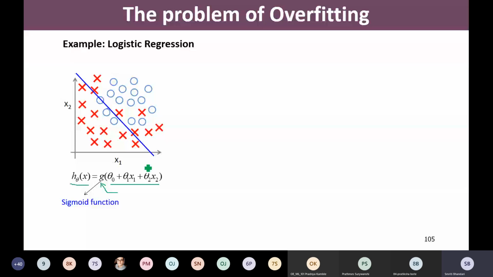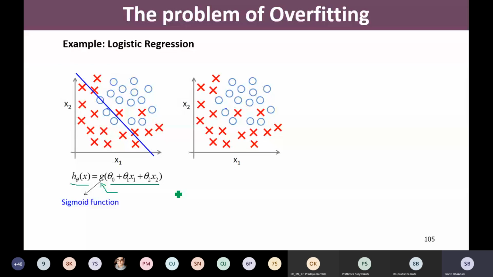If we look at this hypothesis, we may find that this is a problem of underfitting. Why? Because a few of the samples are not being classified correctly here, right? So we are having some significant error here. So we say that this is underfitting, having high bias.